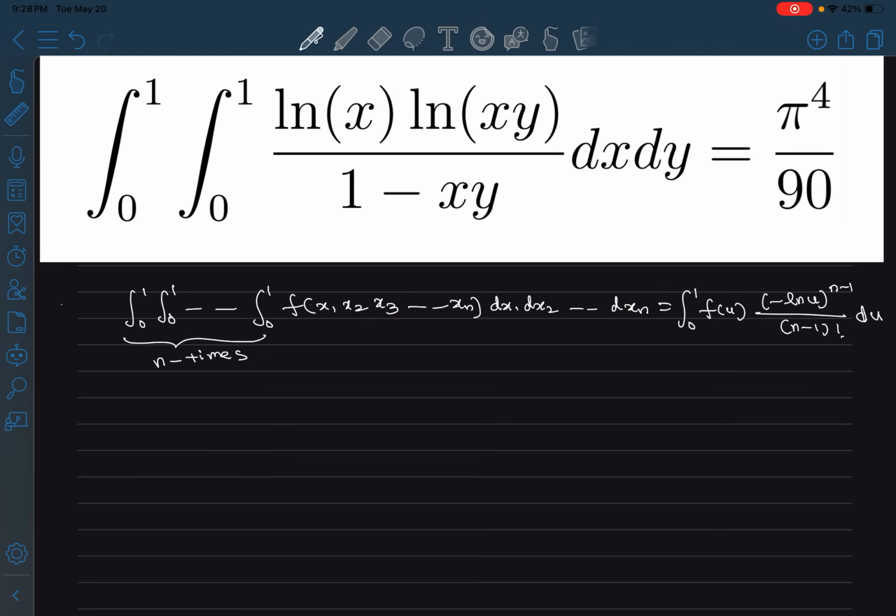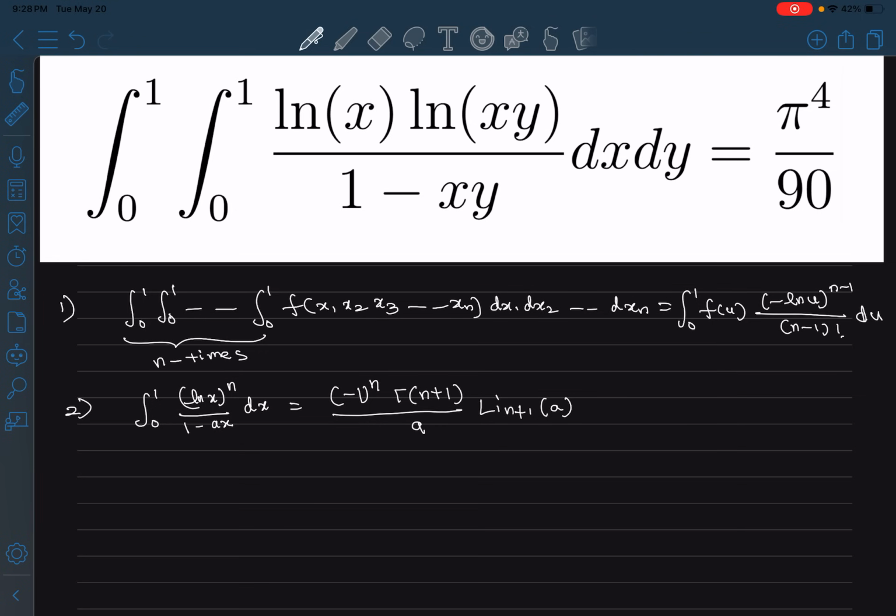There's this formula. And another formula that we derived earlier was the integral from 0 to 1 of (ln x) to the power n divided by 1 minus ax, dx, which is equal to negative 1 to the power n, gamma of n plus 1, divided by a, times Li_{n+1} of a. These two are the formulas that we derived in earlier videos, and in this video we're going to make use of them.